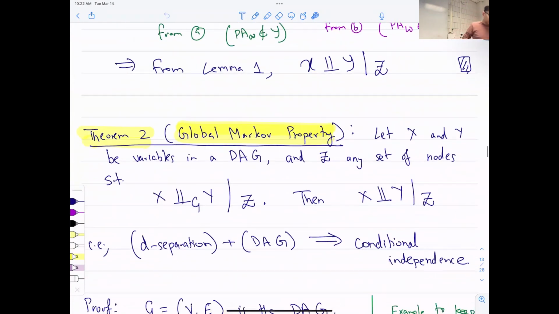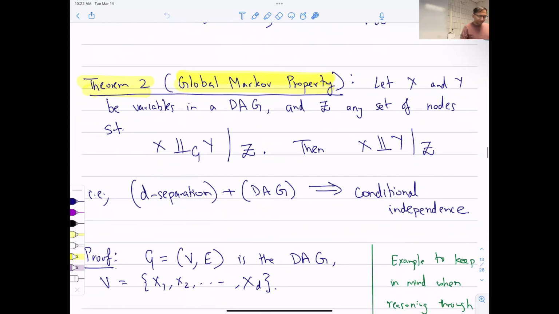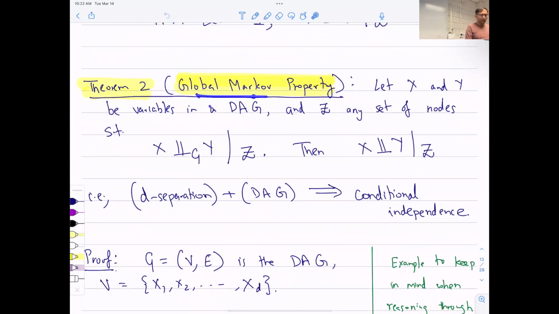Okay. Now let's go beyond. So now we showed if you have a partition, this is what you have. So the main theorem is the global Markov property, which says that let X and Y be variables in a DAG and Z be any other set of variables. So we don't have a partition. X and Y graphically d-separated given Z implies that X and Y are conditionally independent given Z. This is the main theorem.